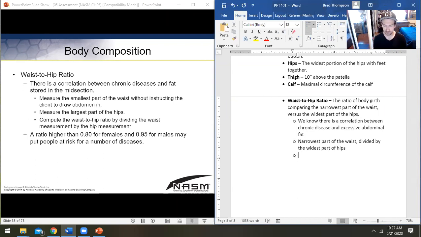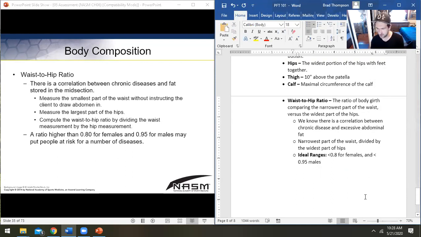What we are looking for is ideal ranges. We know that a ratio of 0.8 for females or a 0.95 for males may put them at risk, right? If their ratio is higher than that, so we're looking for numbers that are lower than that, right? So we're looking for less than 0.8 for females, good Lord, and less than 0.95 for males.